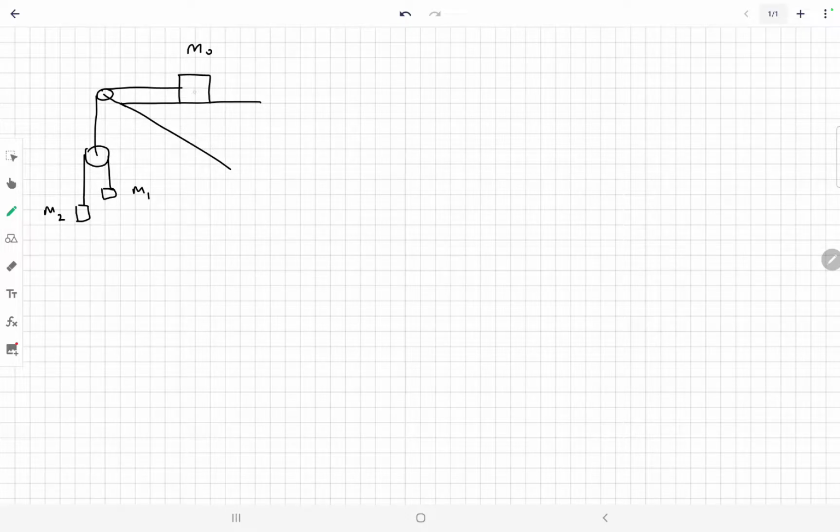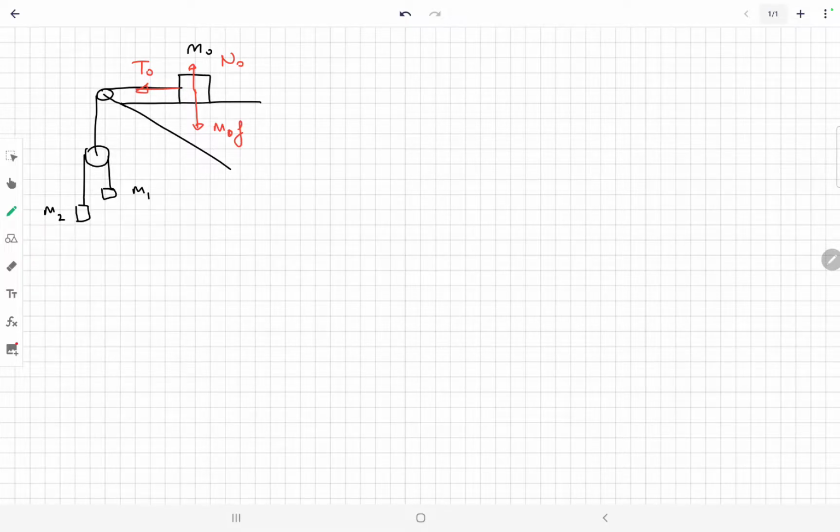For M0, it's very simple. Downward we have its weight, M0G. Upward we have a reaction force, let's call it N0, and we have a tension force, let's call it T0. So from this free body diagram, we understand that this object can move only to the left. It has only one choice. There are no other variants, no other choices.